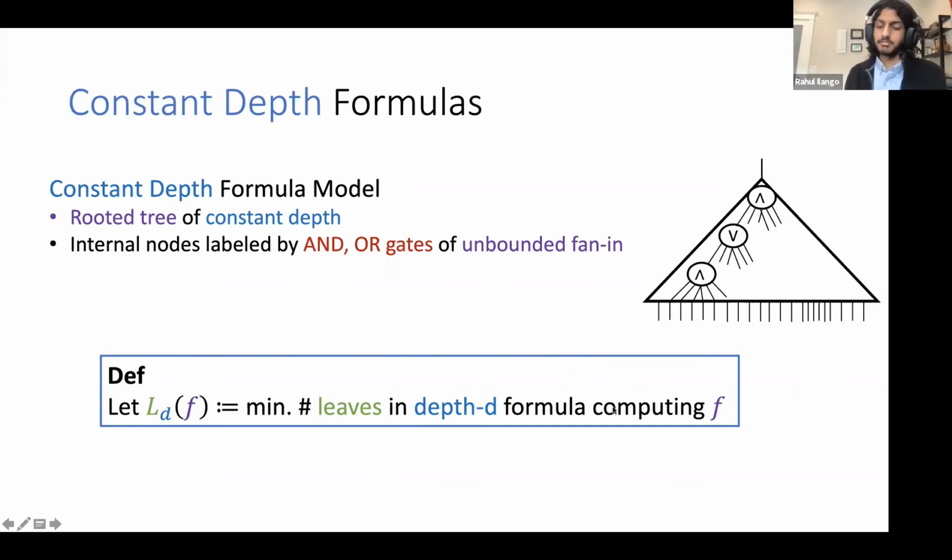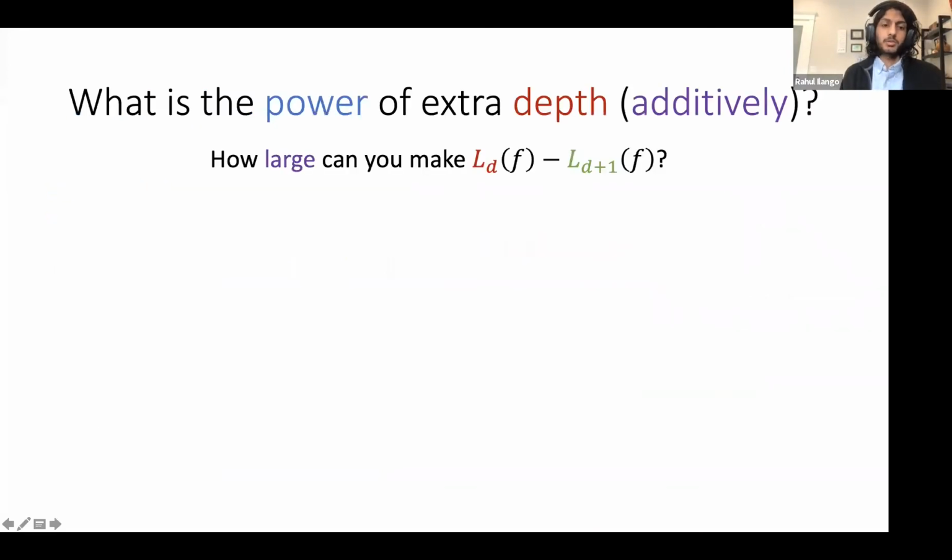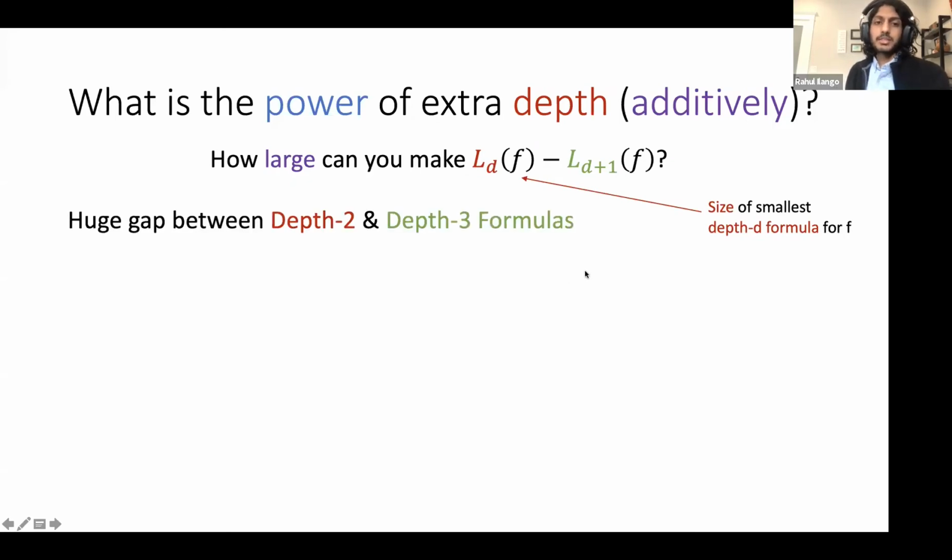Okay, cool. And so the question that we addressed was what is the power of extra depth additively? That is, if you have a function f, how large can this quantity be? The depth d complexity of f minus the depth d plus 1 complexity of f. And just a reminder of what that notation was. So if you look at the d equals 2 case, it's very easy to prove that this thing must be large.